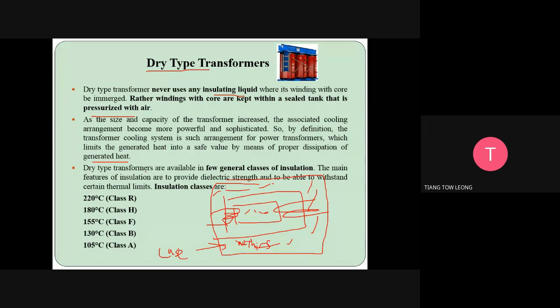Dry type transformers are available in a few general classes of insulation. The main feature of insulation is to provide the dielectric strength to withstand a certain thermal limit, and they have classes. These are the classes. If the transformer can sustain below 105, it's class A. If the transformer can sustain more than 220, it is class R.